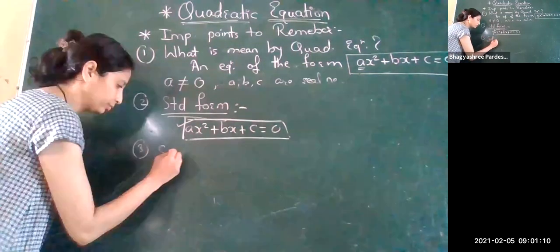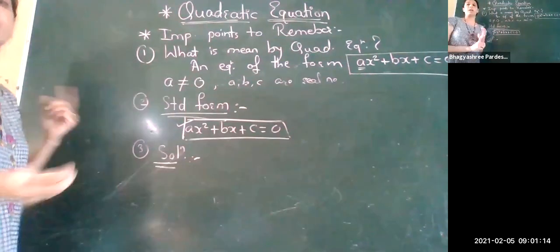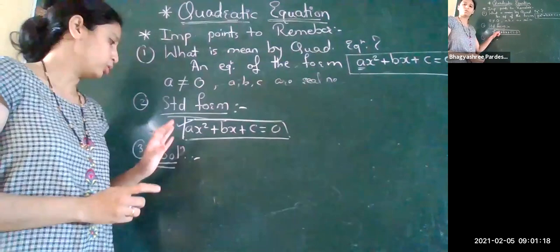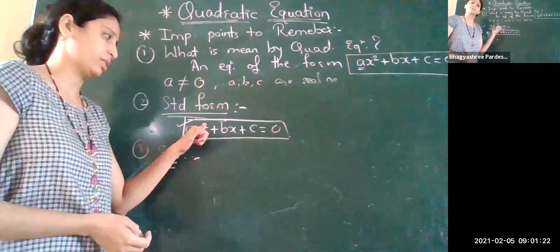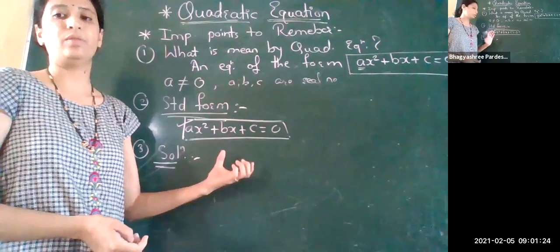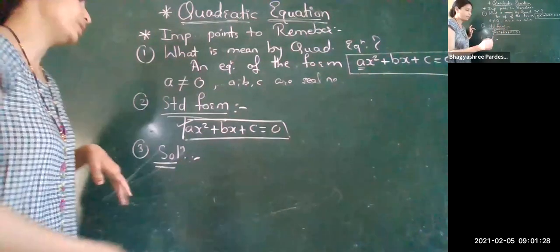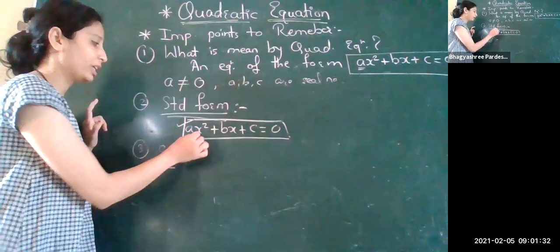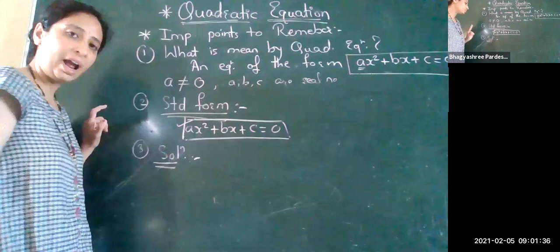All of you know very well what is meant by solution, whether it is for quadratic, linear, or any other form. Solution means the values of x which will satisfy the given quadratic equation. That we call a solution. If LHS and RHS are both equal for a given value of x, we say that is our required solution. And one more thing to remember.